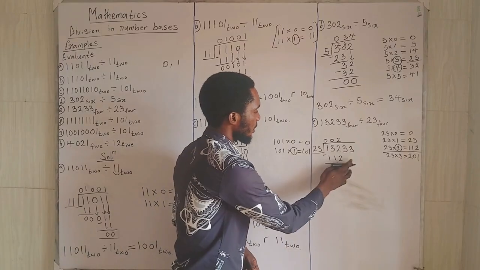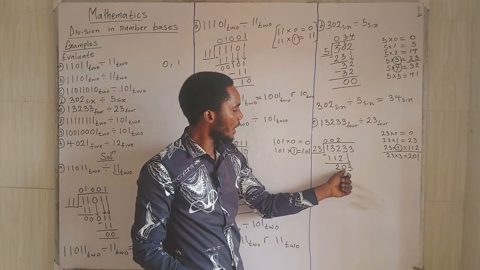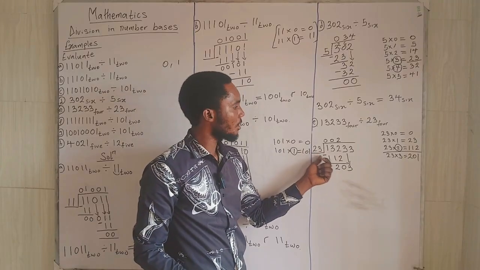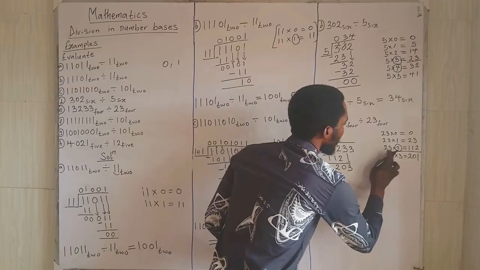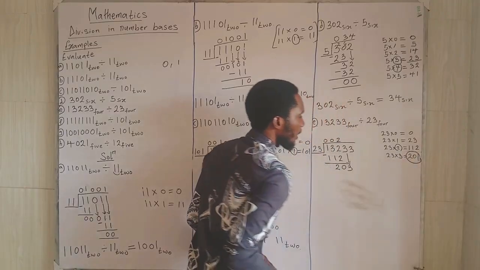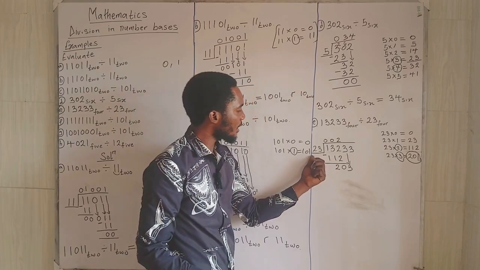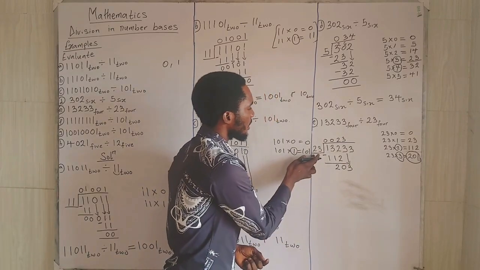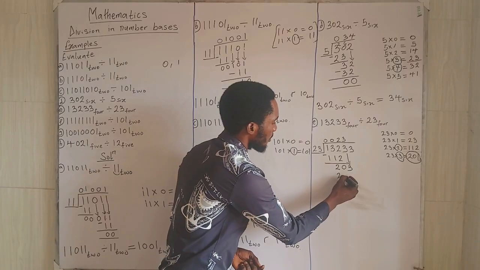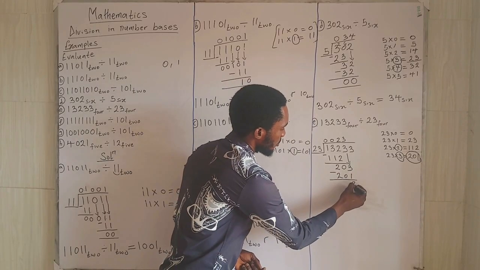Bring down the next digit. 203 divided by 23. Do we have anything like 203 here? No. But we have 201. That means we will have 3 of 23 in 203. We will write 3 here. 23 times 3, that is 201. Subtract, and we have this to be 2.